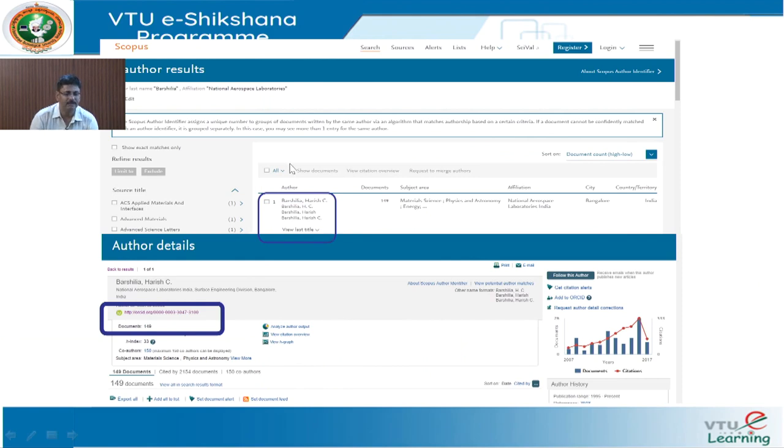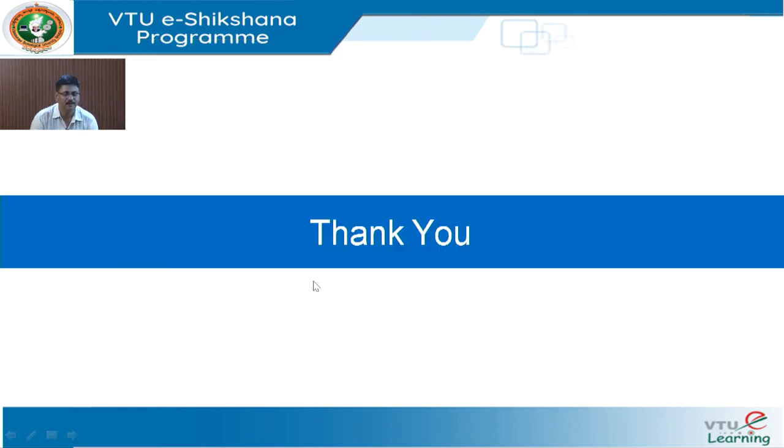I will search in Scopus for all my articles. For example, you can see here one scientist's name has been represented in four different ways: Bershelia Harish C, Bershelia HC, Bershelia Harish C. Earlier, all his papers were distributed under different names. Since I integrated with ORCID ID, all these papers have come under one umbrella, so I can have a complete picture of this particular author.